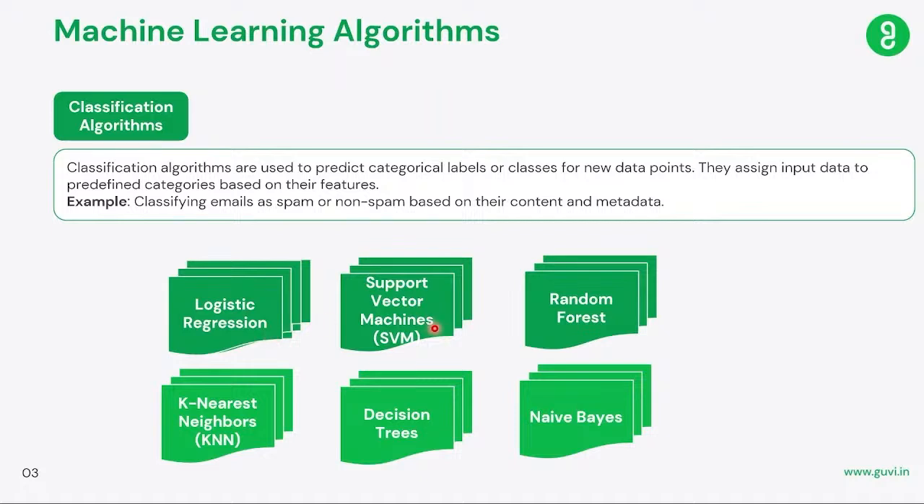Logistic regression, support vector machines, random forest, KNN (K nearest neighbors), decision trees, and naive Bayes. Now, what is logistic regression? Logistic regression is a linear model used for binary classification tasks. It models the probability that a given input belongs to a particular class. An industry example would be predicting whether a customer will churn or not based on their usage patterns and demographic information in the telecommunication industry.